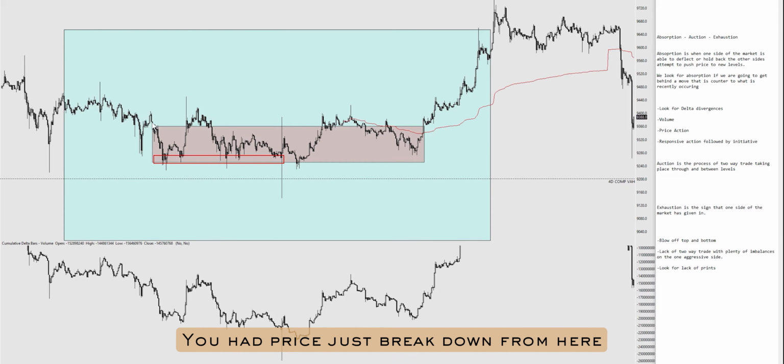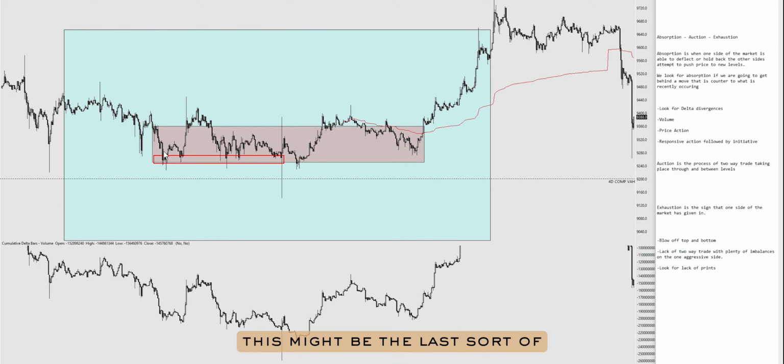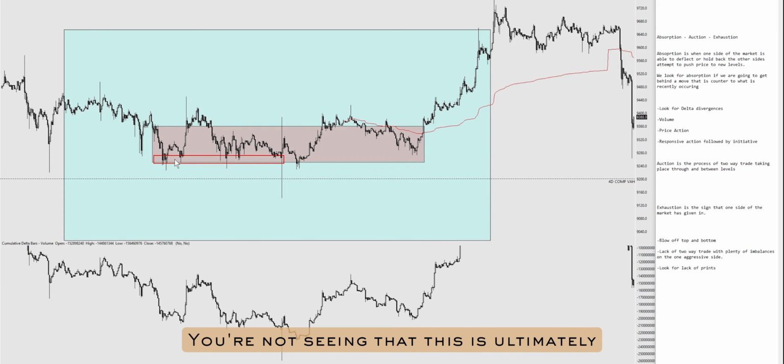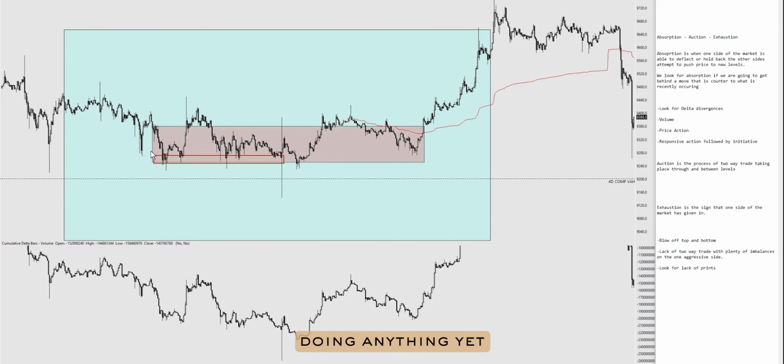You had price just break down from here. This might be the last stand before price continues down, and that's someone who's just passively bidding this up foolishly. You're not seeing that this is ultimately doing anything yet other than showing that someone is bidding this up. We don't have any kind of sign that it has occurred successfully, that someone has left this area initiatively. So this is the area that we're going to return to and look to, and this is where we start to see more signs of absorption.